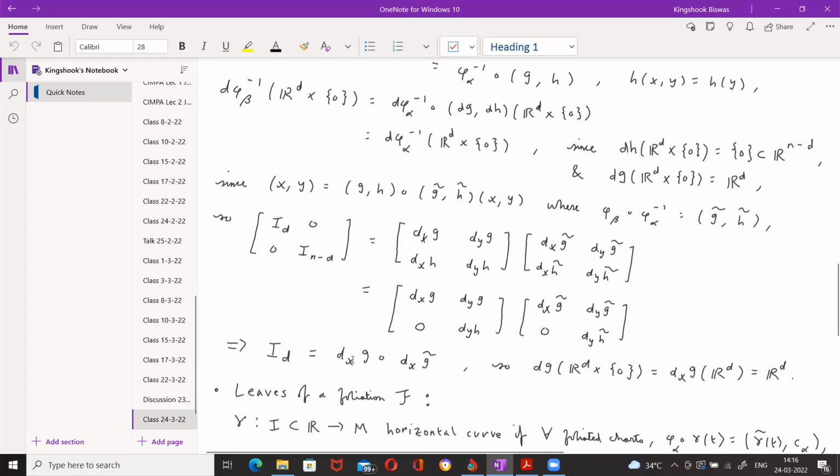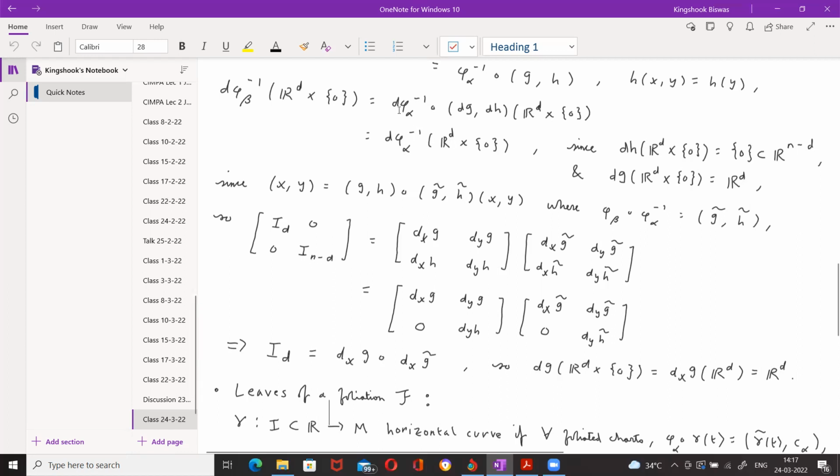dxG is invertible. And so therefore, dG of RD cross 0 is the same as dxG of RD, because the y component is 0. And dxG of RD is RD, because dxG is invertible. Is it clear? Okay, so therefore dG of RD cross 0 is RD and dH of RD cross 0 is 0. Therefore dG dH of RD cross 0 will be just RD cross 0.